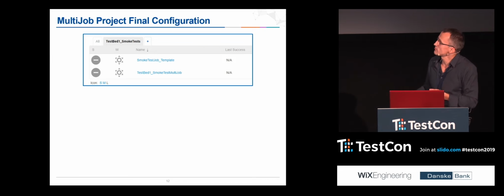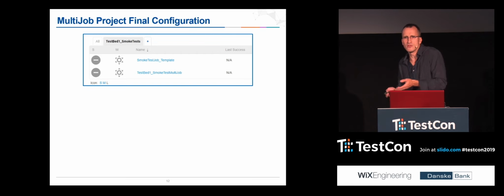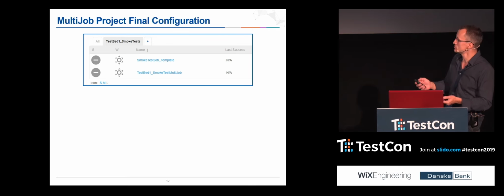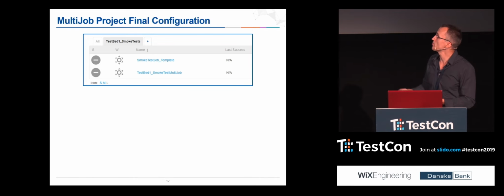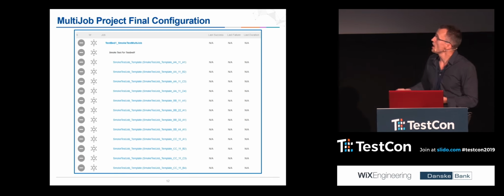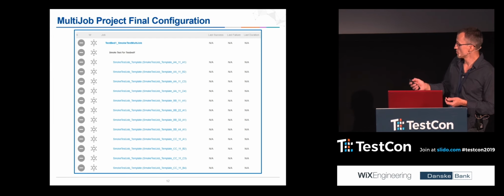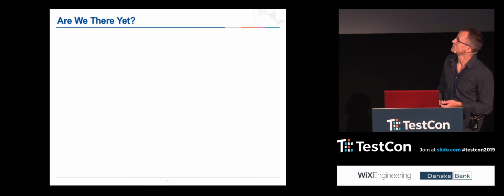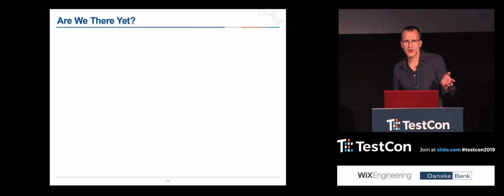This was the final configuration, so we decreased the number of jobs significantly. Instead of 60 jobs, there were only 2 jobs: the smoke test template job and the multi-job. And this is how it looked, more or less. And are we there yet, right?